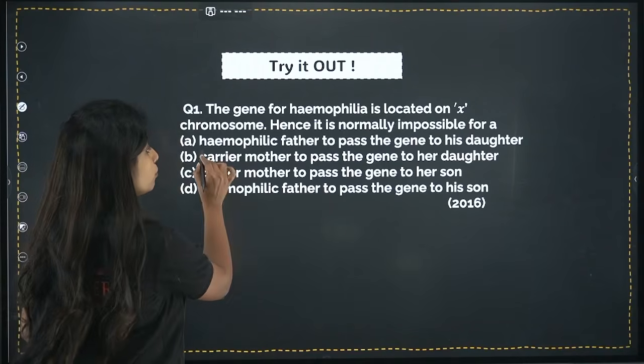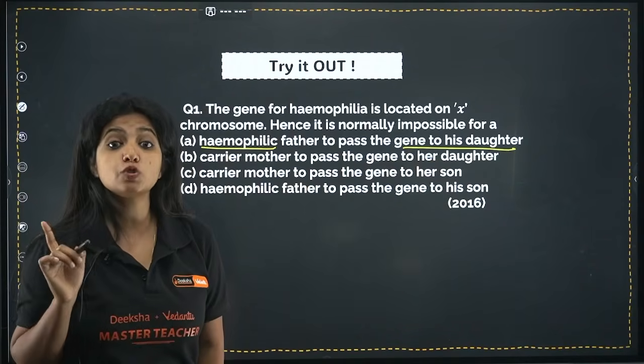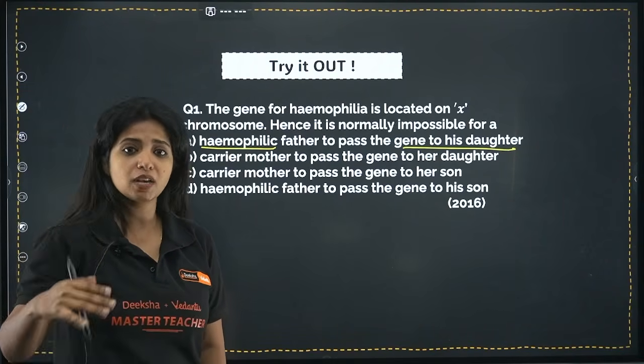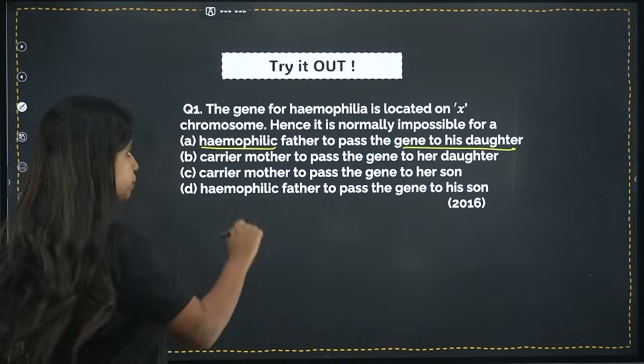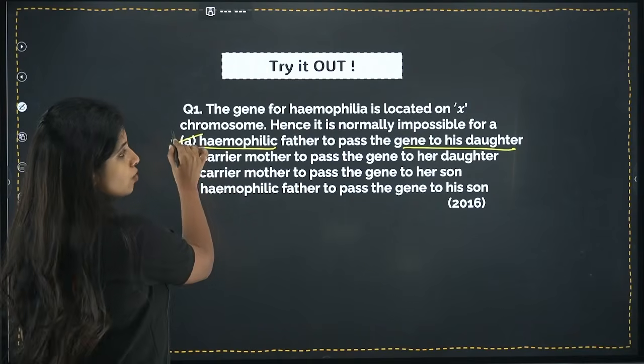So ma'am, you told hemophilic father to pass the gene to his daughter, that cannot be possible. I said it's close to nil. I didn't say it's not possible. It is possible. If that happens, the child will be having the disease, right? So it is possible, but it rarely happens, if at all they survive until that particular point of time. So this is not wrong.